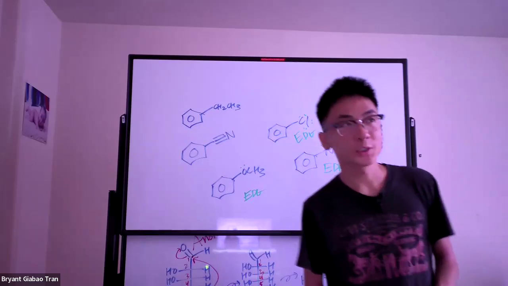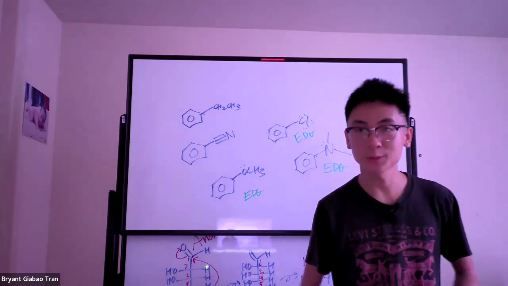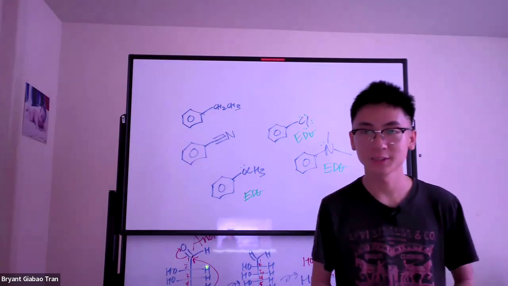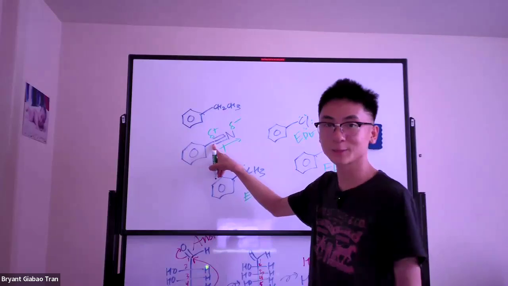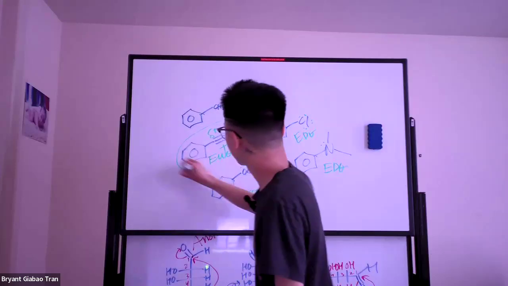Think about the partial charges here. Do EDGs have a partial negative charge or partial positive charge? And do EWGs have a partial negative charge or partial positive charge? Because nitrogen is partial negative, that makes the nitrile carbon partial positive. And if it's partial positive, is that an EDG or EWG? Does it want to gain electrons? EWG. So that's our meta director here.